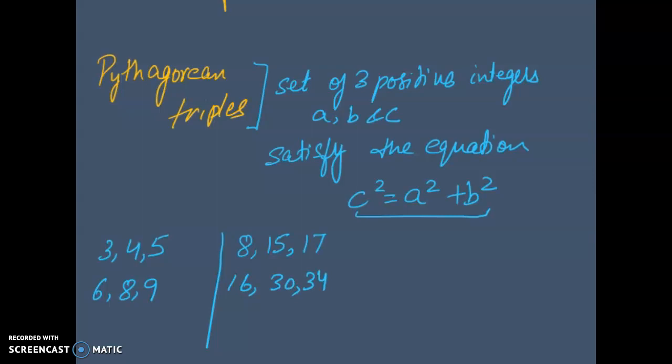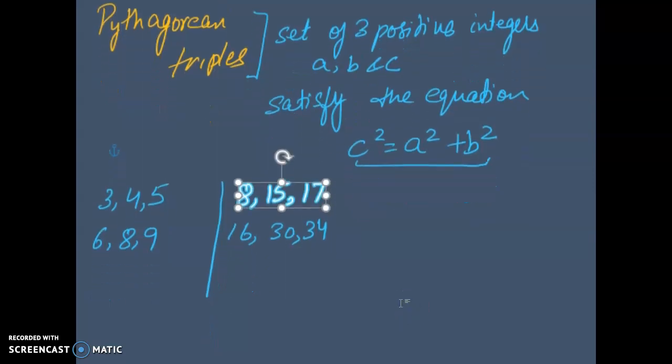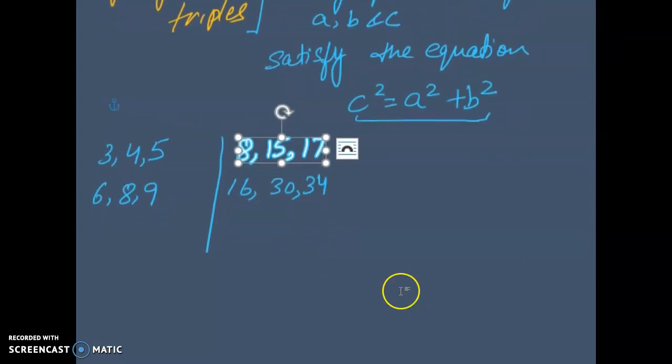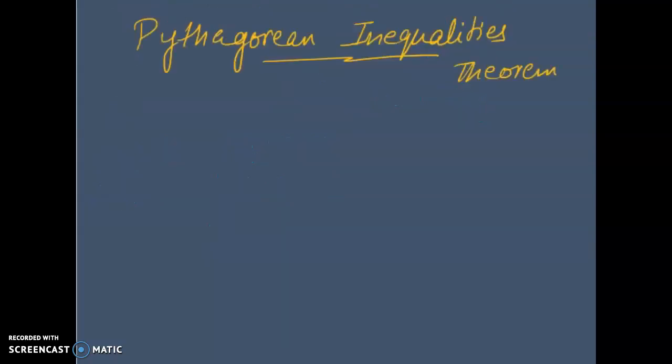But what will happen if they don't satisfy this equation? Then comes into the picture how to identify whether a given triangle is acute or obtuse. And there we talk about the concept of the Pythagorean Inequality Theorem. Let's understand it. Okay, so, the Pythagorean Inequalities Theorem.